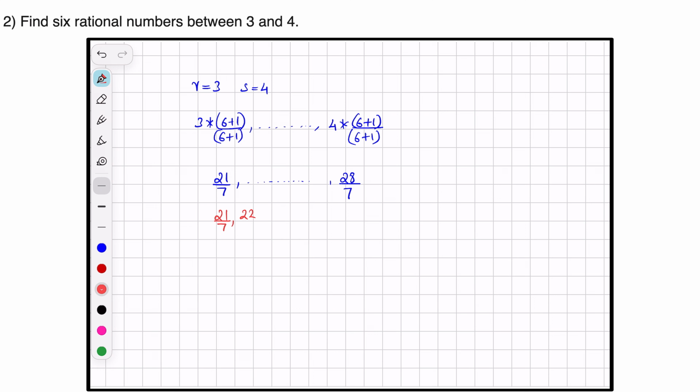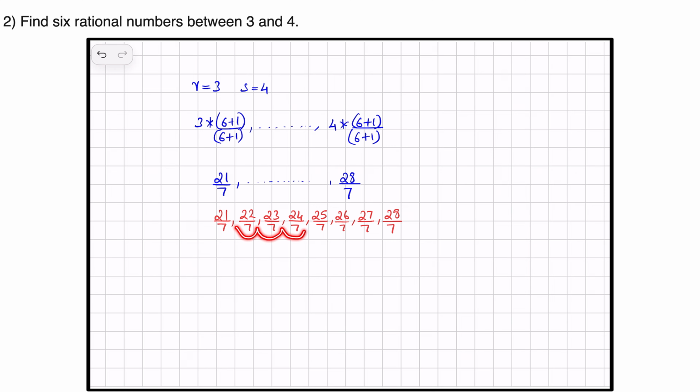first boundary, then 22 by 7, 23 by 7, 24 by 7, 25 by 7, 26 by 7, 27 by 7, and 28 by 7. So these are the 6 rational numbers between 3 and 4.